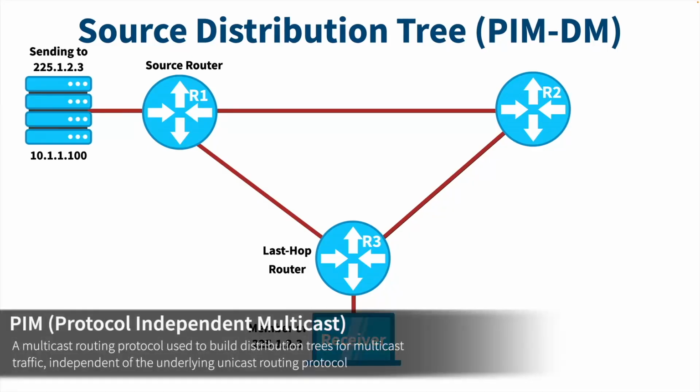and it's called PIM, Protocol Independent Multicast. And that means that we're independent of the underlying routing protocol. We could be using EIGRP or OSPF and so on. And PIM is going to construct a distribution tree throughout which our multicast traffic is going to flow.